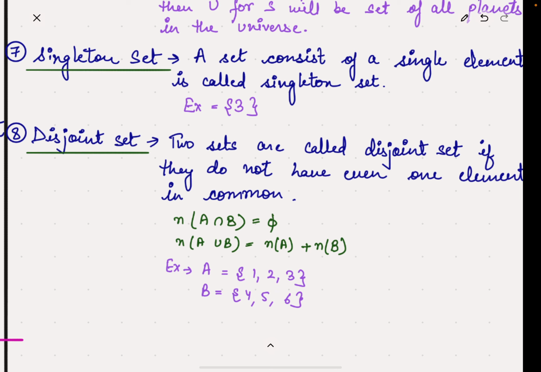Lastly, we have disjoint set. Two sets can be called disjoint sets if and only if there is no common element between the two sets. Let's see an example. Here set A contains elements 1, 2 and 3 and B contains 4, 5, 6. Here there is no common element between sets A and B. So these two sets are known as disjoint sets.